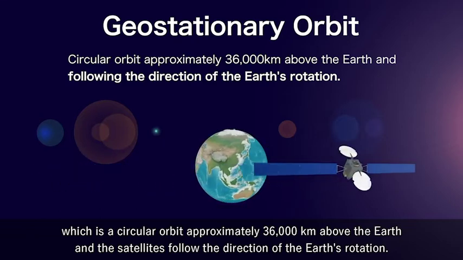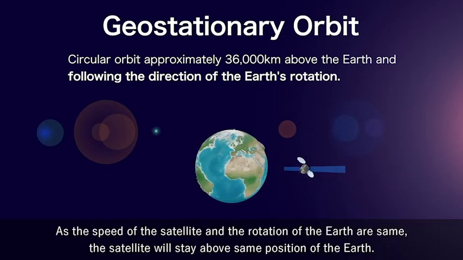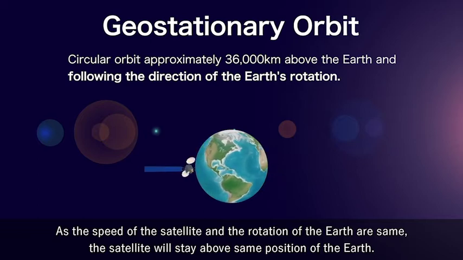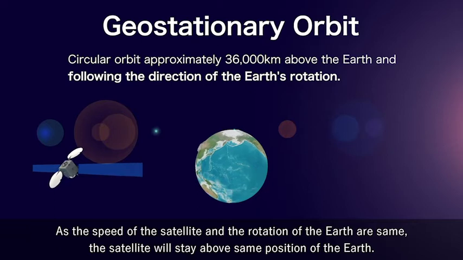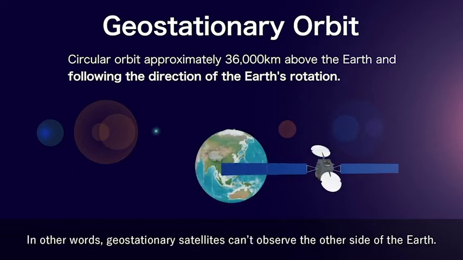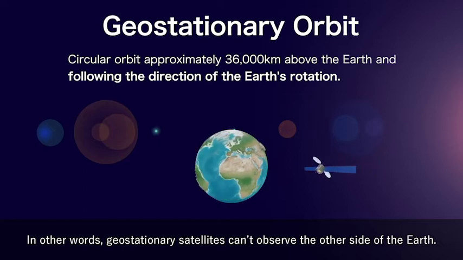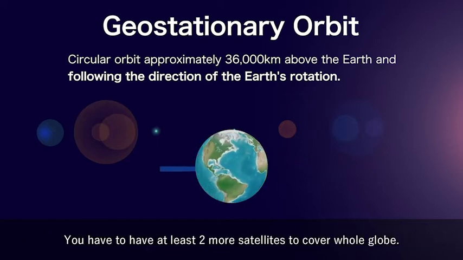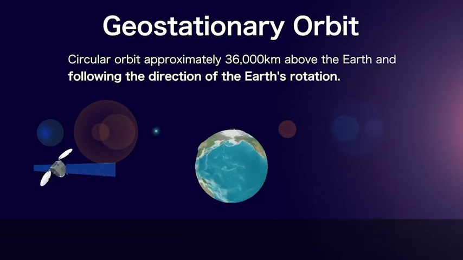The satellites follow the direction of the Earth's rotation. As the speed of the satellites and the rotation of the Earth are the same, the satellite will stay above the same position of the Earth. In other words, geostationary satellites can't observe the other side of the Earth. You have to have at least two more satellites to cover a whole globe.